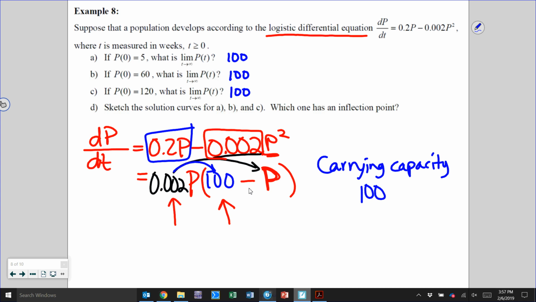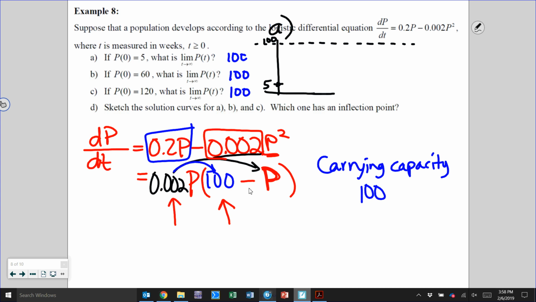Okay? Now, it says sketch the solution curves and figure out which one has an inflection point. So let's sketch each one of these solution curves and talk about the differences in them. I'm going to do A here, and then I'll do B next to it, and I'll do C below. So this is A. For A, P of 0 is 5. That means right here at 5, I have a point. I know that the carrying capacity is 100. So up here, you're going to have 100.